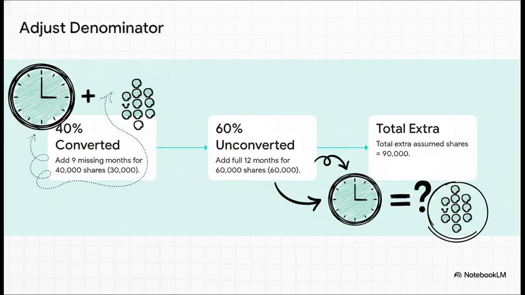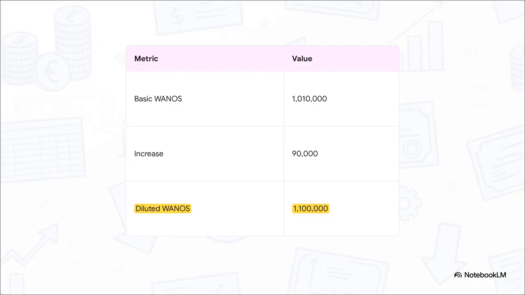Second, we look at the 60,000 potential shares that never converted at all. We just assume they existed for the full year. 60,000 times 12/12 is just, well, 60,000 extra shares. Combine those 30,000 missing shares with the 60,000 potential shares, and we get exactly 90,000 total extra shares to tack onto our denominator. And when you look at these metrics side by side, it really proves the impact here.